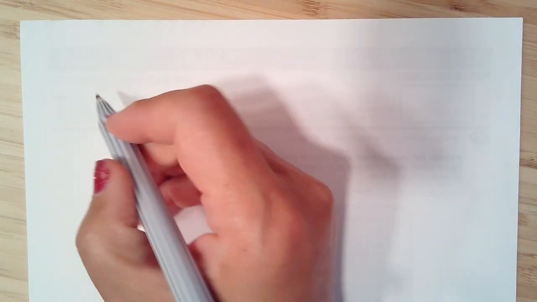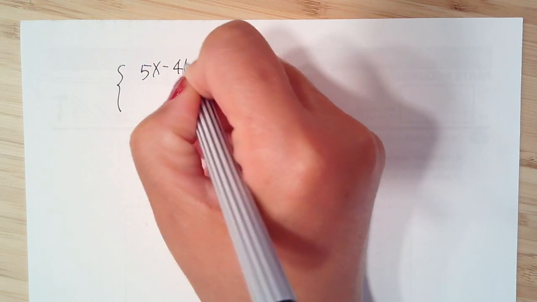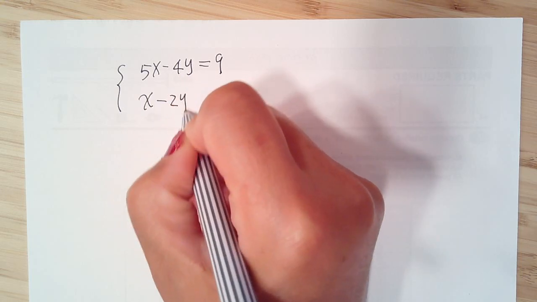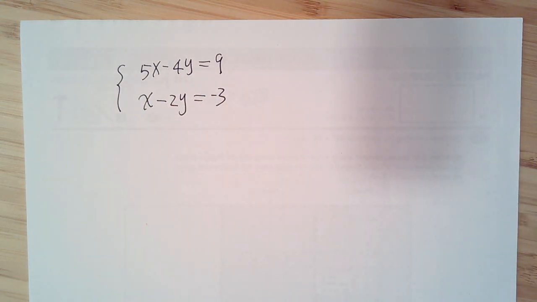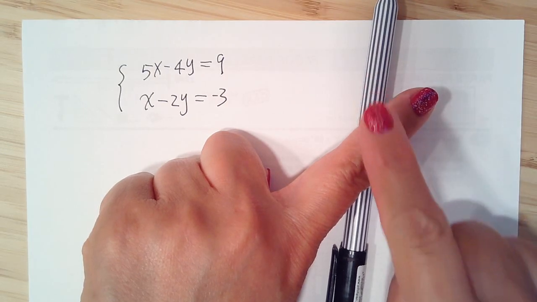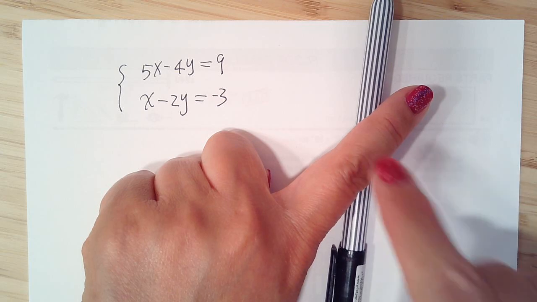What about a graphing method? Graphing method. Okay, so we have 5x minus 4y equals 9. We have x minus 2y equals -3. I will graph these two lines in the coordinate plane. And then if you have two lines, where they cross each other is your solution, and that x, y coordinate is your answer.